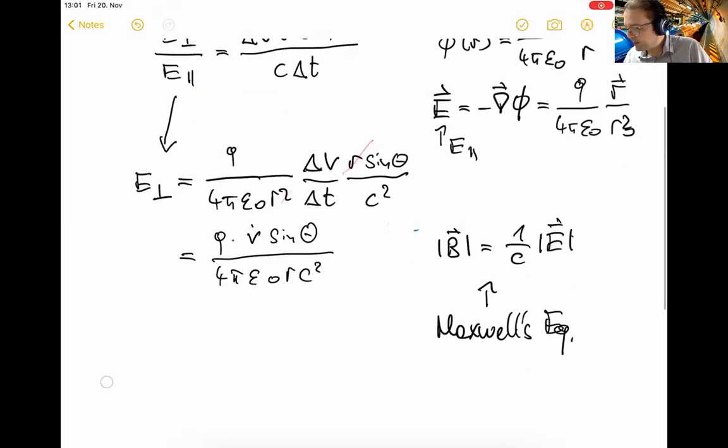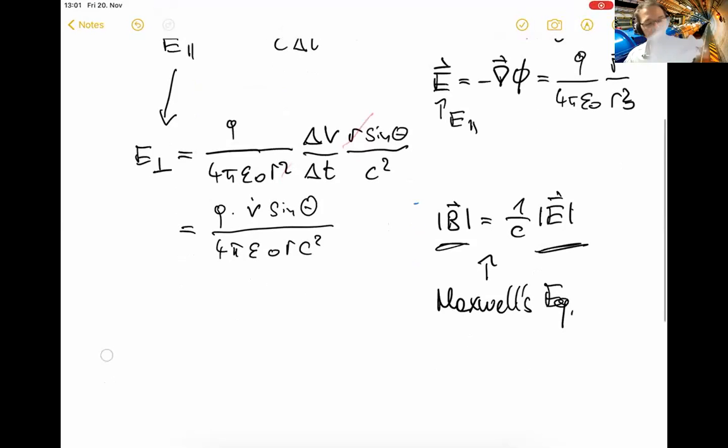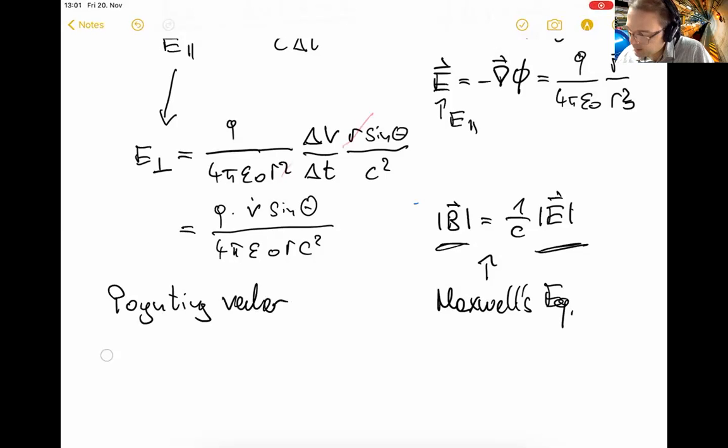So we know the size of the B field in terms of the size of the E field for this radiation. That means we can compute the Poynting vector. What is the Poynting vector? The Poynting vector is the vector that describes the energy flow of electromagnetic radiation.